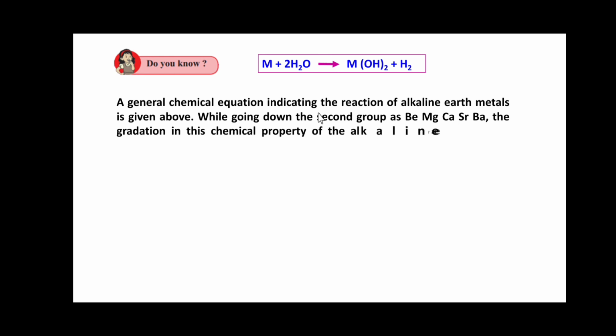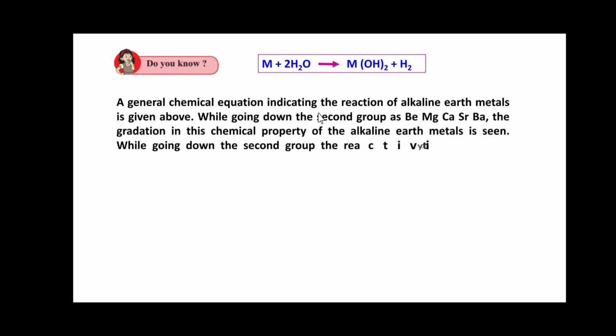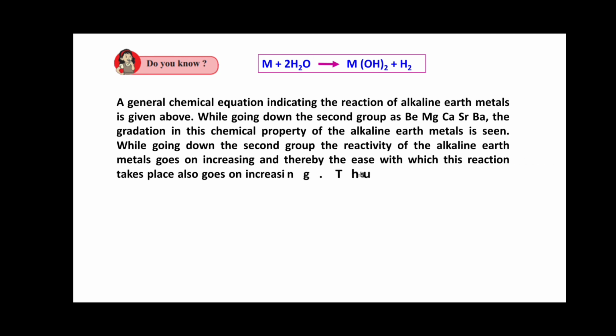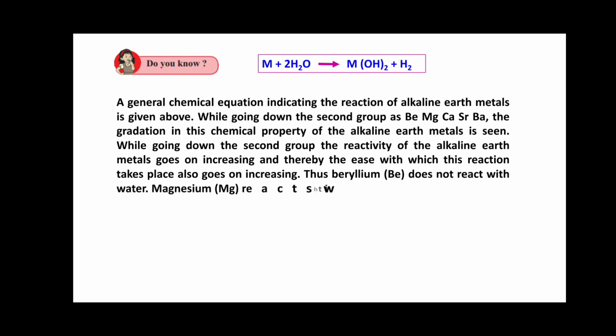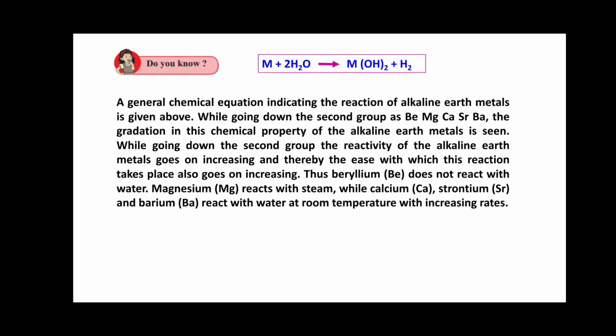While going down the second group as Be, Mg, Ca, Sr, Ba, that is beryllium, magnesium, calcium, strontium and barium, the gradation in this chemical property of the alkaline earth metals is the same. While going down the second group, the reactivity of the alkaline earth metals goes on increasing, and thereby the ease with which this reaction takes place also goes on increasing. Thus, beryllium does not react with water, magnesium reacts with steam, while calcium, strontium, and barium react with water at room temperature with increasing rates. This fact we must know.